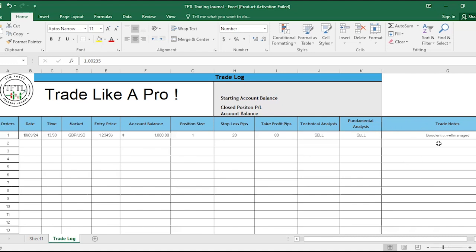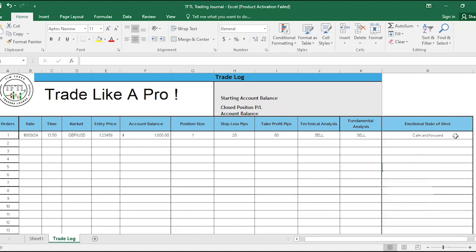So maybe it was a good entry, a well-managed entry. Probably you can note the strategy that you used. So maybe I used the 5 minutes bearish order block, all right? So there you have some notes.